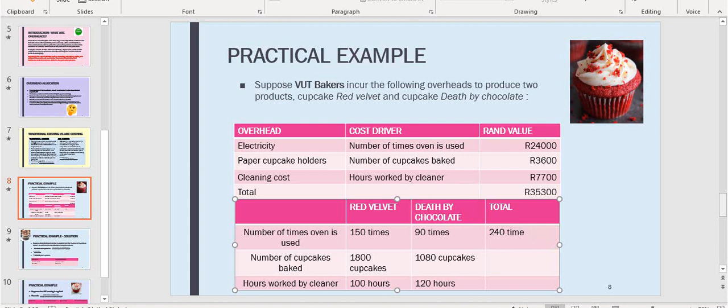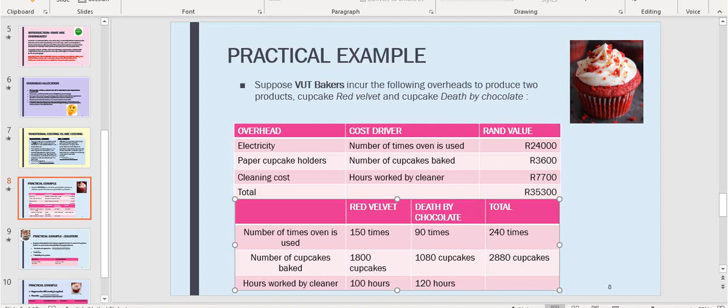Then the number of cupcakes baked. You will see we baked for Red Velvet 1,800 and we baked for Death by Chocolate 1,080. So the total cupcakes that were baked was 2,880 cupcakes. Again, this is not given to you. You need to go and add up the cost driver.